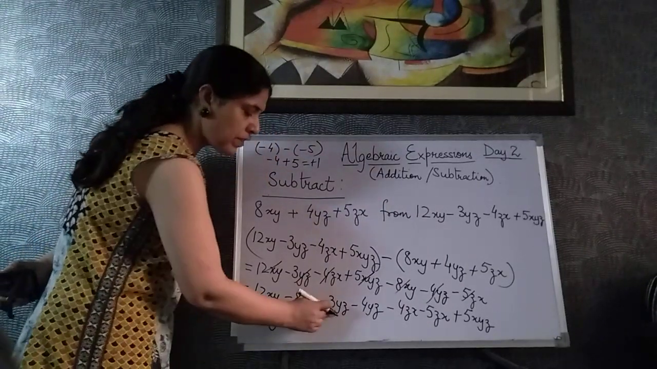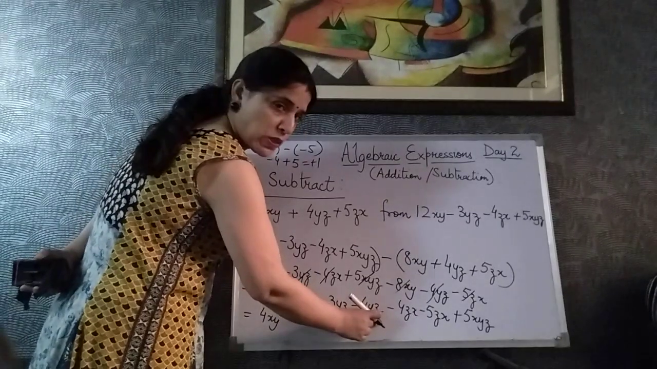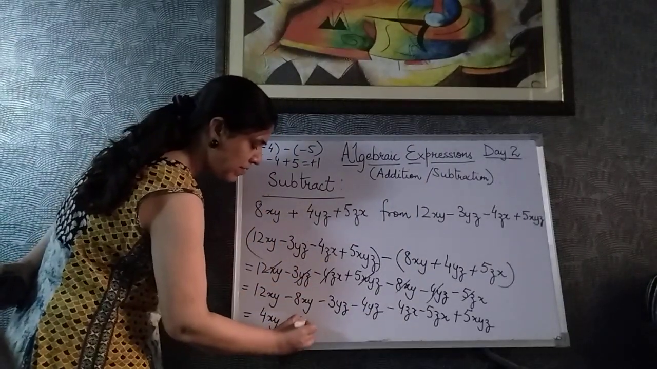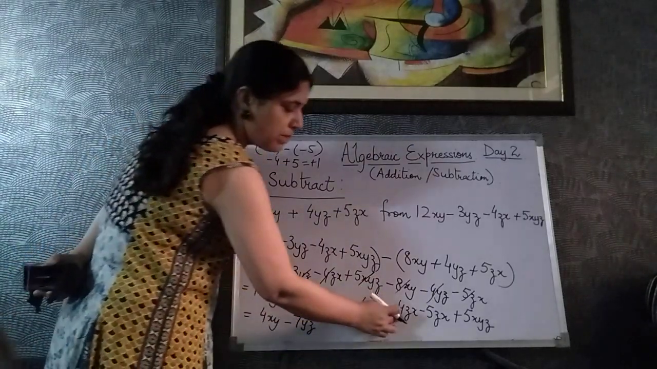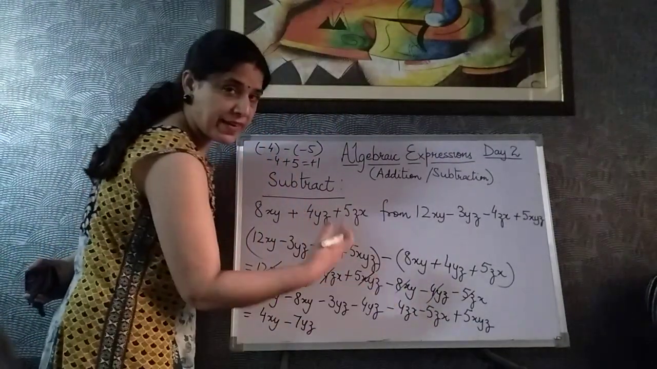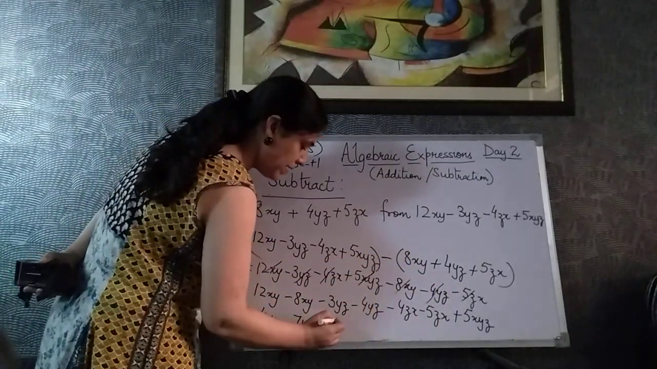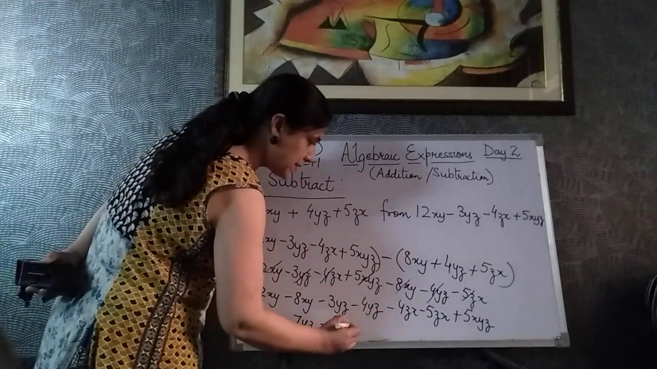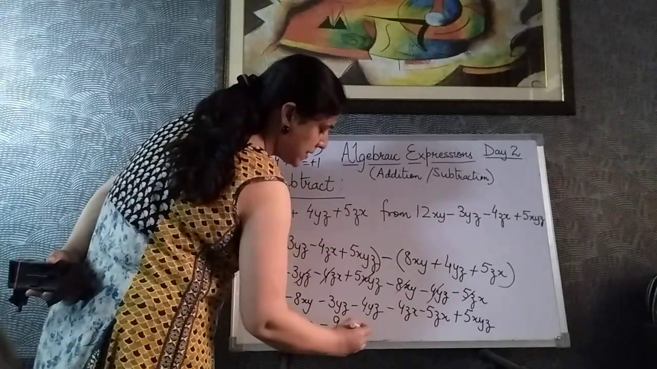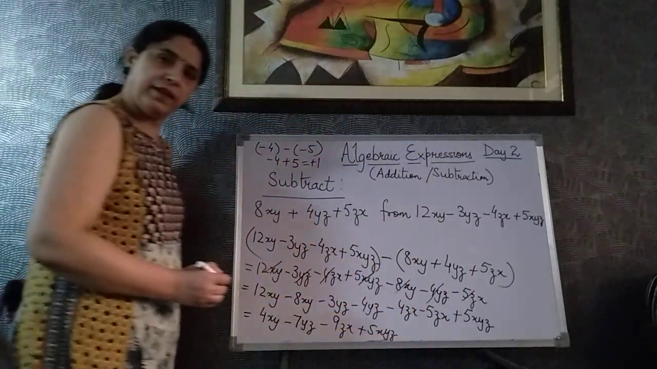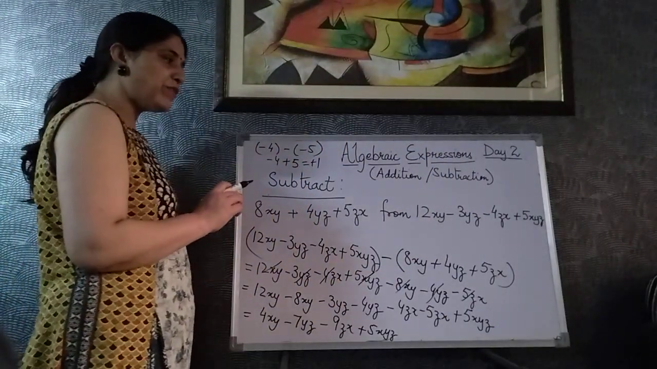4xy. Minus 3yz minus 4yz is what? Minus 3 minus 4 is minus 7yz. Minus 4zx minus 5zx is what? Minus 4 minus 5, that is minus 9zx, and this remains as it is, plus 5xyz. Clear?